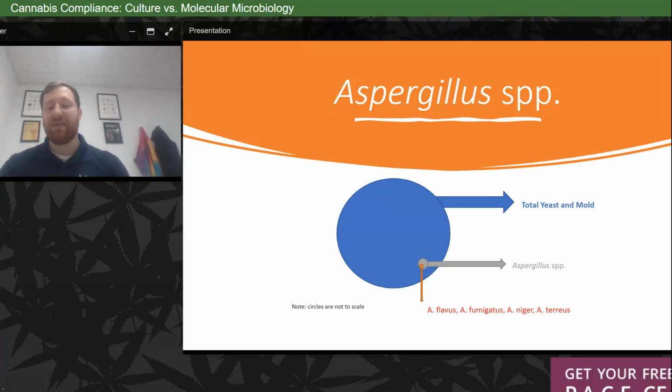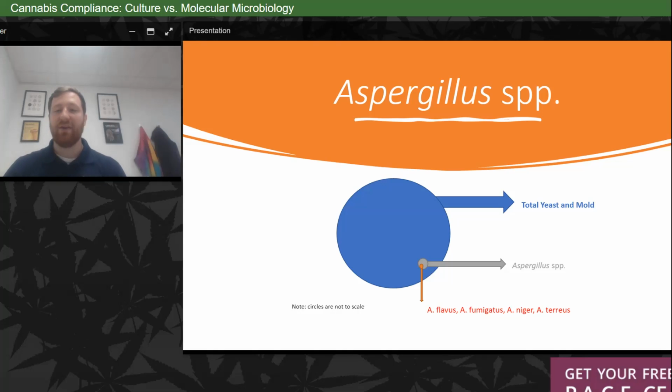Looking at this diagram, in some states we first test for total yeast and mold. Encompassed in that, there are over 100,000 different species of generalized yeast and molds. In that smaller circle, we have the 180 species of Aspergillus. And then even smaller in that circle, we're testing for what we call the toxin-producing strains of Aspergillus. Those are Flavus, Fumigatus, Niger, and Terreus.